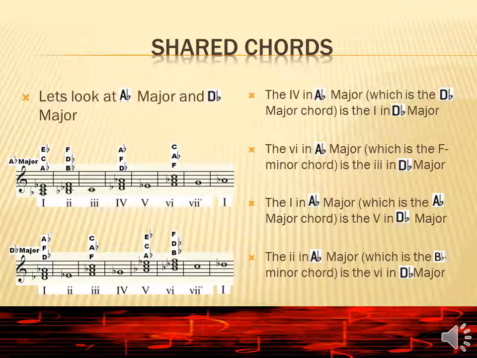The 4 in A flat major, which is the D flat major chord, is the 1 in D flat major. The 6 in A flat major, which is the F minor chord, is the 3 in D flat major. The 1 in A flat major, which is the A flat major chord, is the 5 in D flat major. And the 2 in A flat major, which is the B flat minor chord, is the 6 in D flat major.